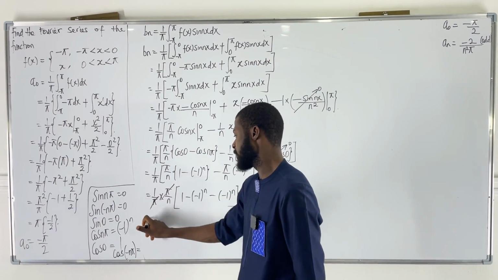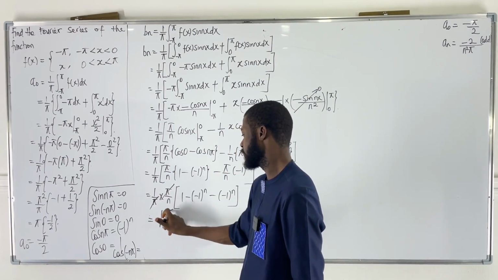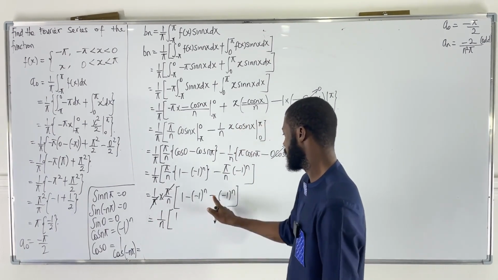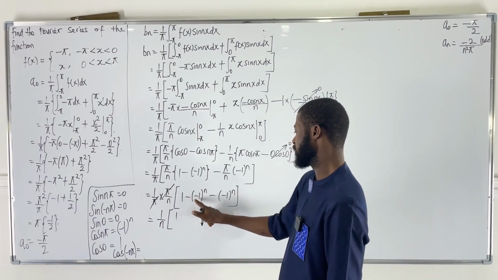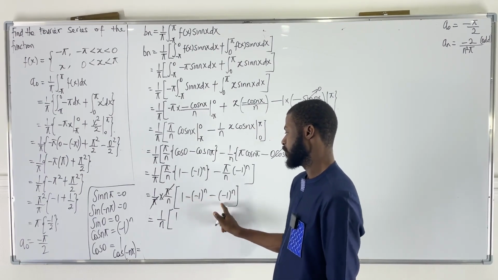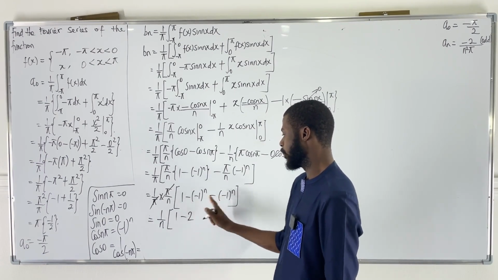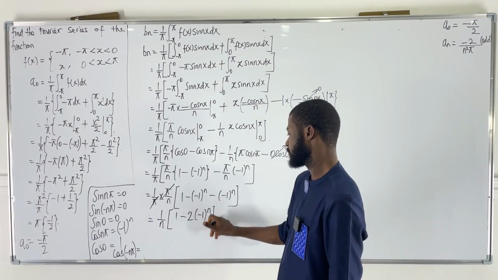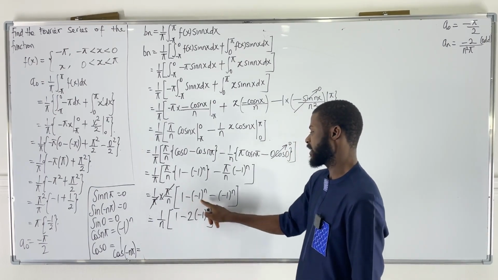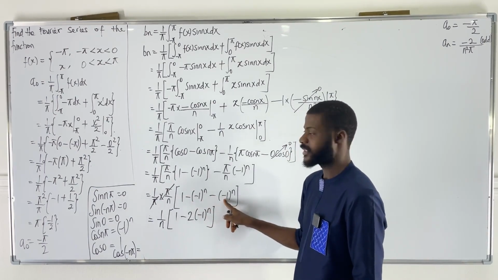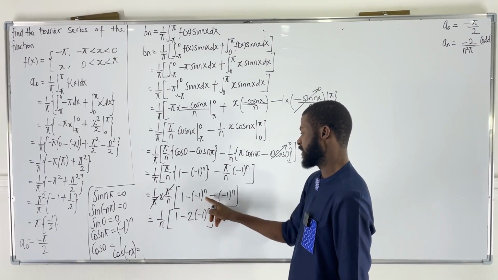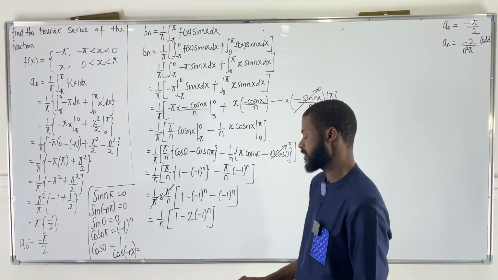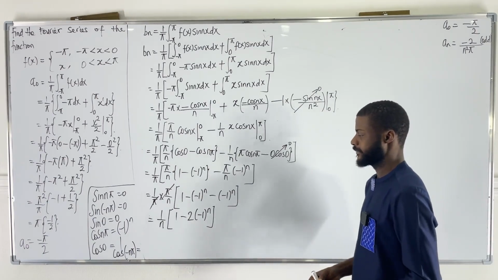Now, pi will cancel out pi. So this is 1 over n into 1 minus, these two things are the same. So it should just be minus 2, because there's now double of the same thing. Minus 1 to the power of n. Just like saying you have minus x, that's minus 2x. So here, these two things are the same, so it just becomes a double of itself.